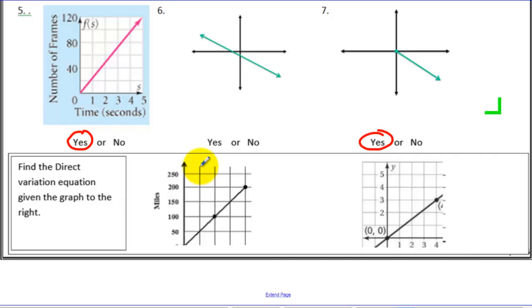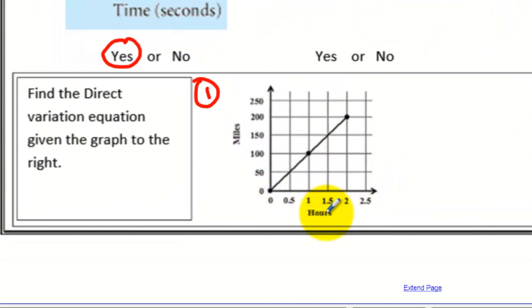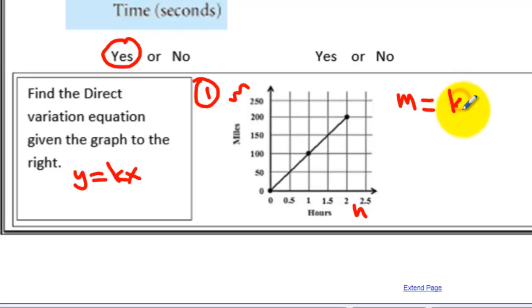Now, let's find the equation given a graph of a direct variation. So if we look at question number 1, or graph number 1, the x-axis is represented by h, or hours, and the y-axis is being represented by miles, or m. Note that in general, the equation should be y equals kx. Okay, so I will have y, which is m, equals kx. Our x here is hours, so I'm going to use h.